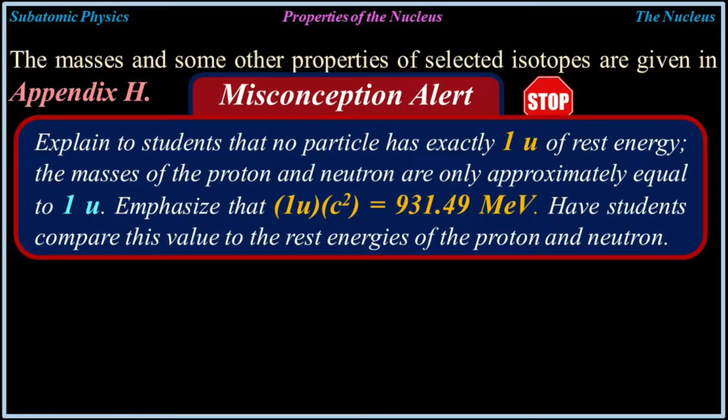Explain to students that no particle has exactly 1 u of rest energy. The masses of the proton and neutron are only approximately equal to 1 u. Emphasize that 1 u times c squared equals 931.49 mega electron volts. Have students compare this value to the rest energies of the proton and neutron.